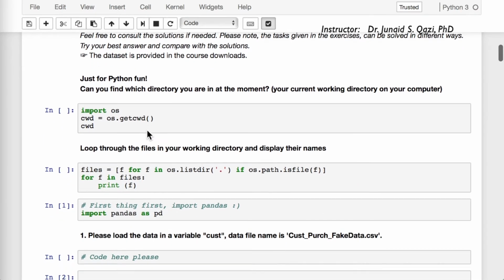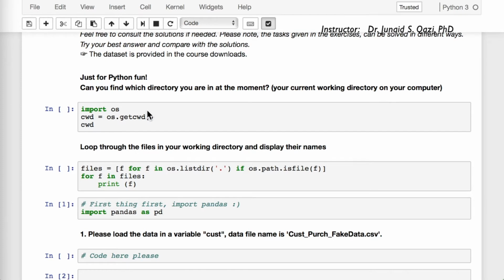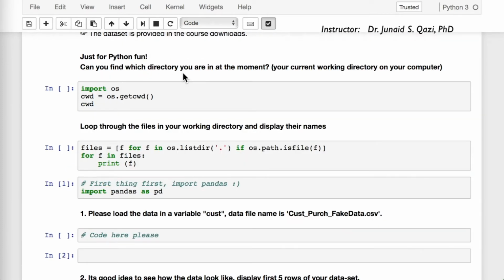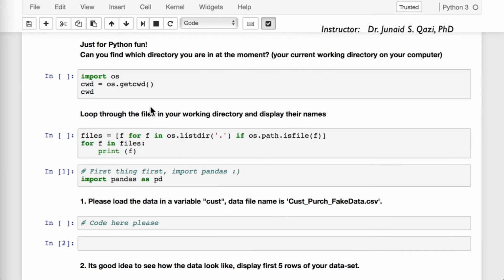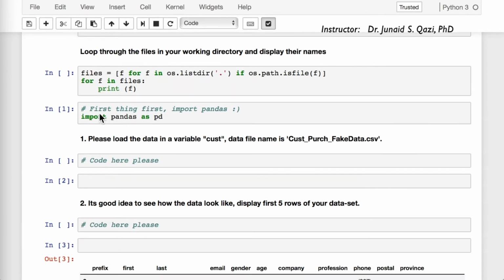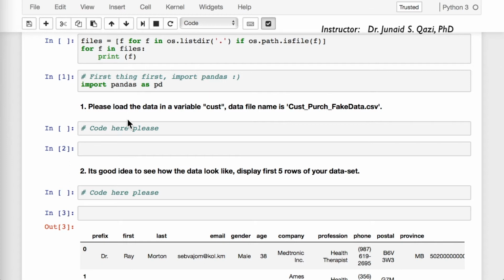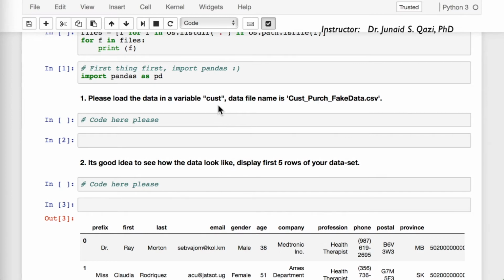So these first two are just for Python fun. It's simply asking for which directory you are in, and to loop through the files in your working directory and display their name. You can run and see how this thing works. So the first question is asking, please load the dataset in variable cust. The data file name is cust purchase fake data.csv. This file is given, you have to load this file in cust using pandas.